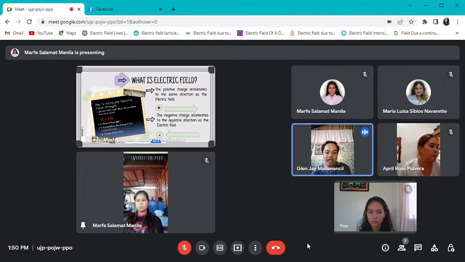Pasugat siya sa charge niya, sa negative charge niya. So I always remember that when it is positive, the electric field will accelerate in the same direction; pag positive, opposite pag negative.